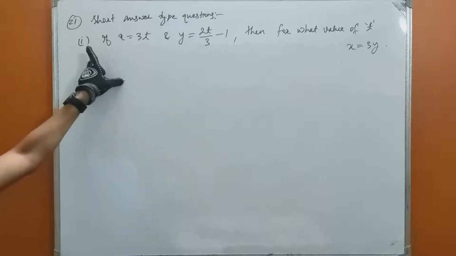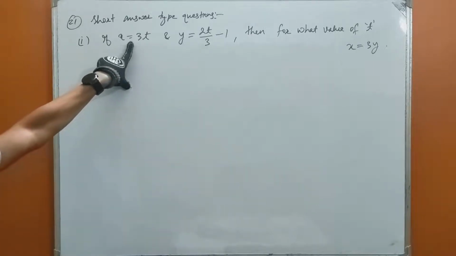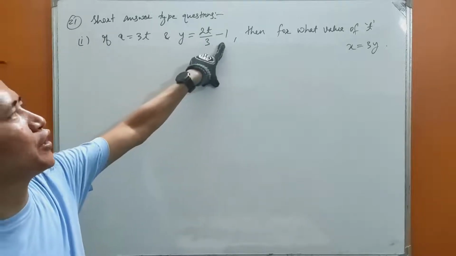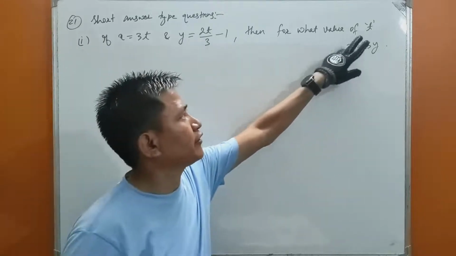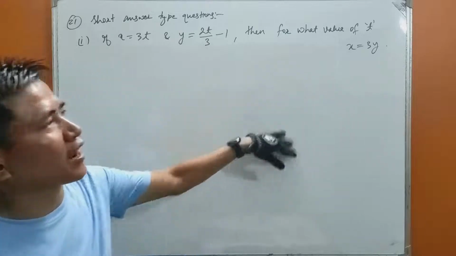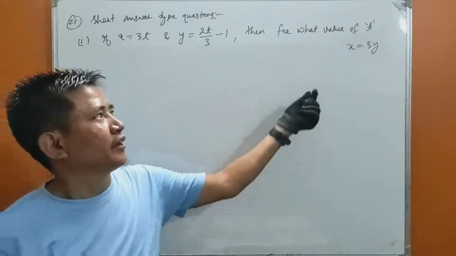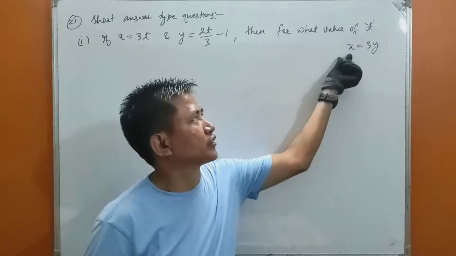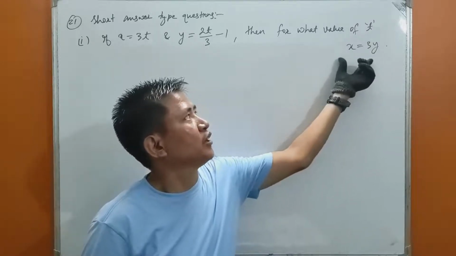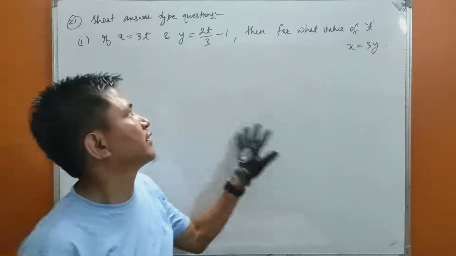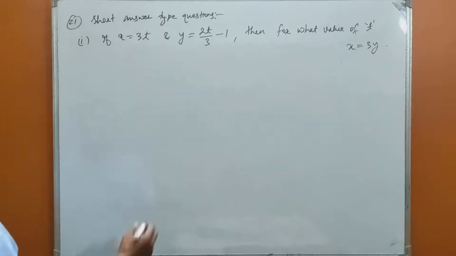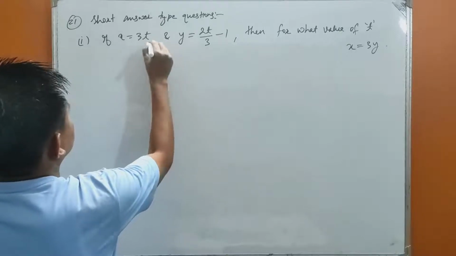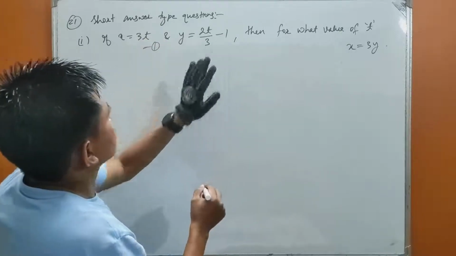If x equals 3t and y equals 2t by 3 minus 1, then for what value of t does x equal 3y? We are asked to find the value of t and the condition is x equals 3y. At this condition, when x equals 3y, what will be the value of t? Now, let us suppose this is equation 1 and this is equation 2.